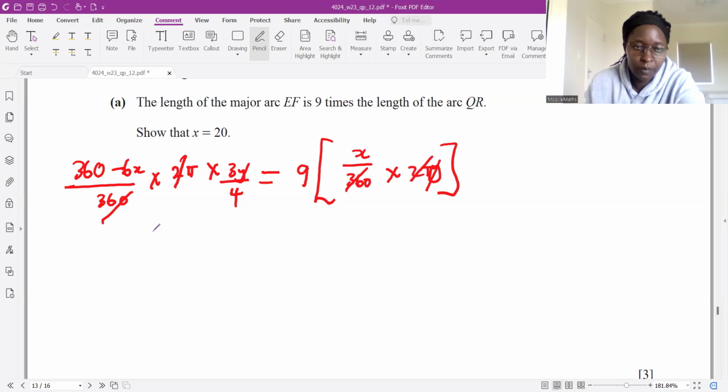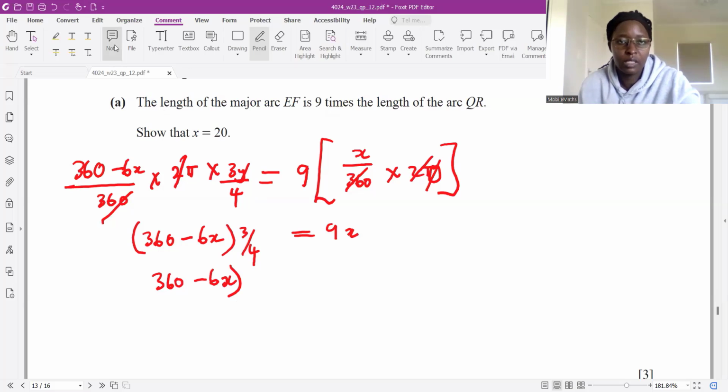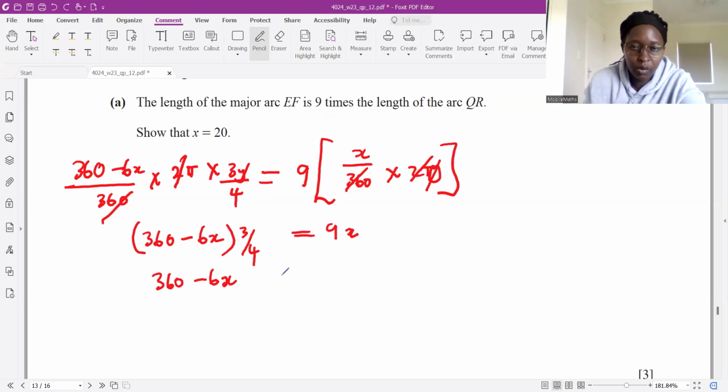So we are going to remain with 360 minus 6x times 3/4 here, which is now equal to 9x, basically. So we can try to simplify this. The easiest way, I can even just leave it like that and say it is now equal to 4 by 9x over 3. 3 here, 3. So I have 12x. So this is 12x is equal to 360 minus 6x.